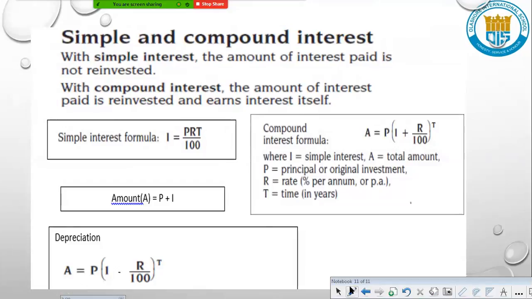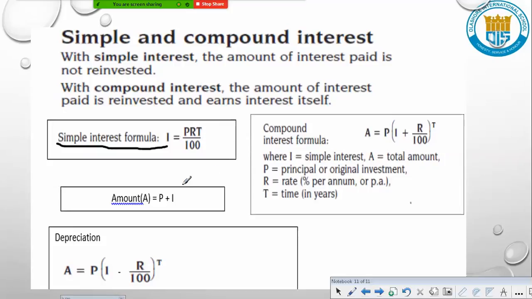So basically, this is the formula for simple interest. I equals PRT over 100, where I is the interest, P is the principal, that's the money borrowed or invested, R is the rate, and T is the time it will take. So I is equal to PRT over 100. P is principal, R is rate, T is time.